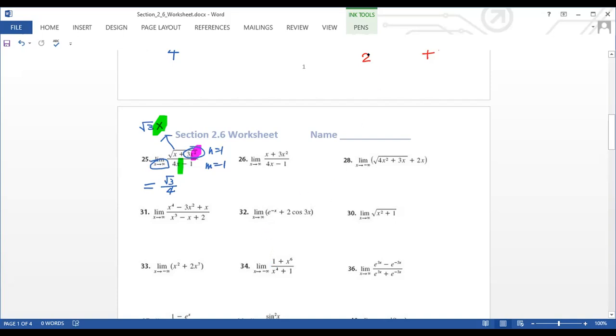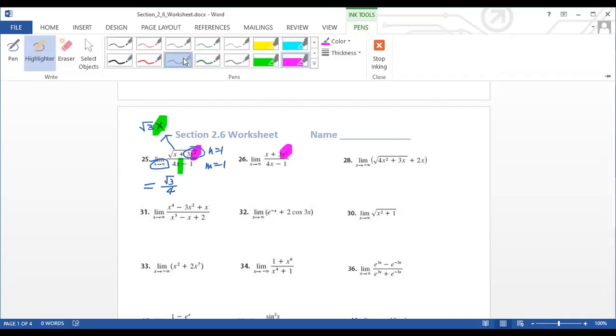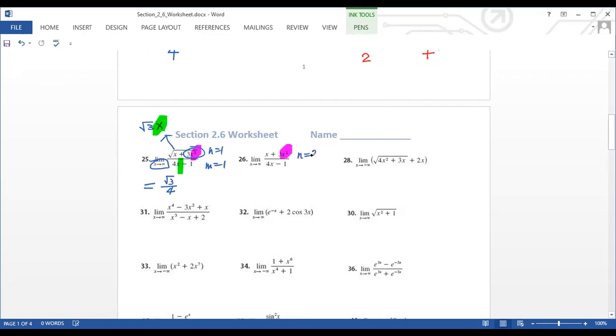Now in here, what is the power? This is the second power, so n is equal to 2. What is m here? m is the highest power, right? So what is m? m is 1. Right now, the top is bigger than the bottom, so that means the top goes to infinity a lot faster. So what is the value here? This one is going to be infinity. All right, now let's take a look at number 28.